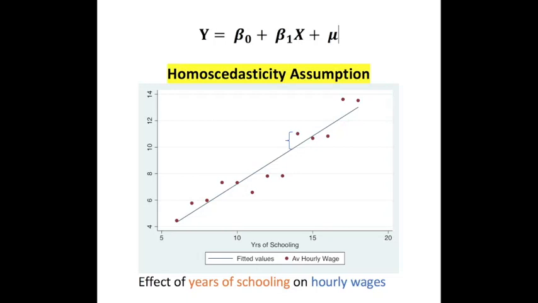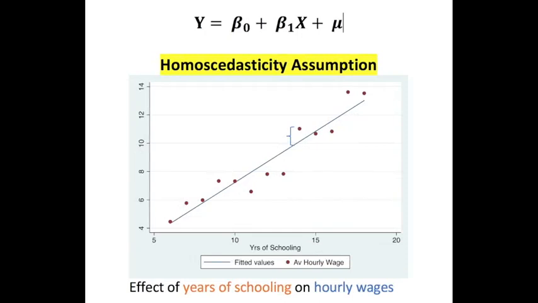Today we are going to learn one of the key assumptions in linear regression modeling. And that assumption is the homoscedastic assumption. The homoscedastic assumption requires that the error terms or the disturbances around the regression line assume equal variances.